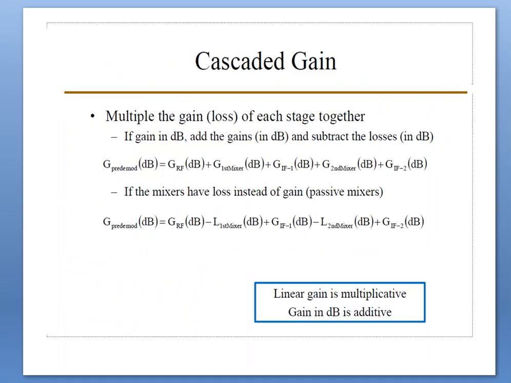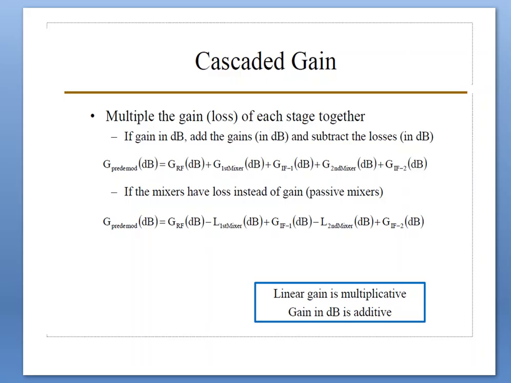And finally, we have to discuss a simple topic, that is the cascade gain. Cascade gain, the name itself indicates it is a mixing of different values of gains in different stages, multiplying the gain of each stage. If the gain is in dB, we add the gains and subtract the losses. The total gain in dB is equal to the gain generated by the RF, by the mixer, by the IF stage, and if there is a second mixer, by the second IF stage.